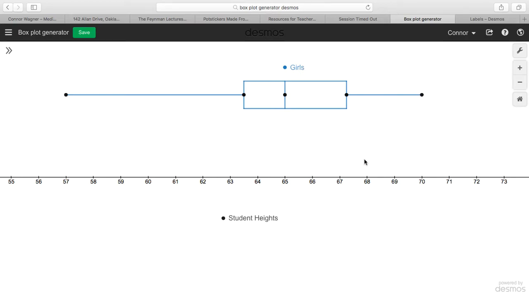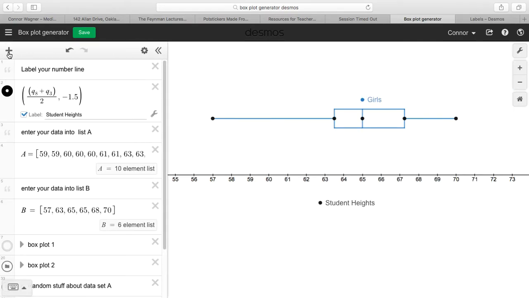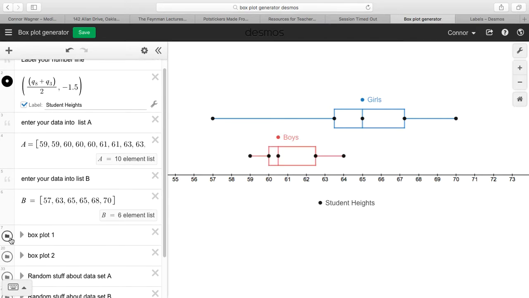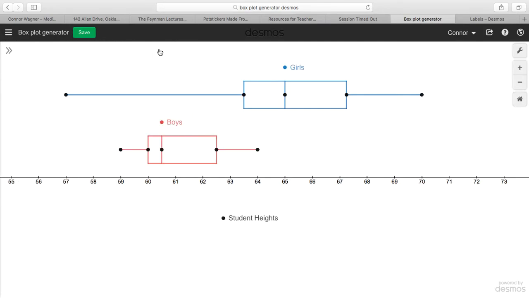Okay, so another thing that box and whisker plots do for us is they make it really easy to compare data. So here I'm going to turn on another box and whisker plot I made. And now I have boys. And what this does is we can easily see if I asked you who are taller, boys or girls. Don't make the mistake and say, oh, this is really small, boys are shorter.